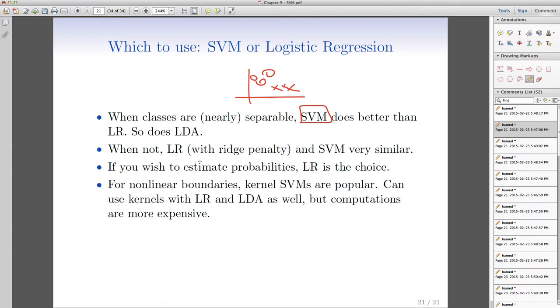If you want to estimate probabilities and have some interpretability, you see how odds are being changed with some variables, use logistic regression, because support vector machines are not built for interpretation. For nonlinear boundaries, support vector machines with high degrees of kernel are very popular. We can use these kernels for logistic regression and linear discriminant analysis functions, but the computational part will be very expensive. So I would say if you have very highly nonlinear boundaries, then support vector machines with kernels do a very good job, specifically radial kernels.